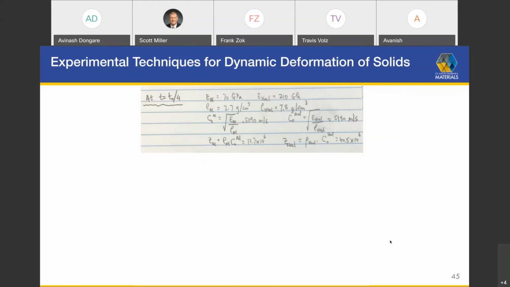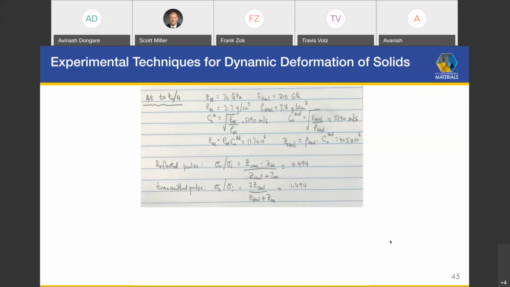So for the aluminum, it's 13.7 million in the appropriate SI units. That of steel is considerably higher. It's at about 40 million. Okay, so there's a large acoustic impedance mismatch at that interface, and that's what ultimately gives rise to the reflections, the magnitude of the reflections and the transmitted stresses.